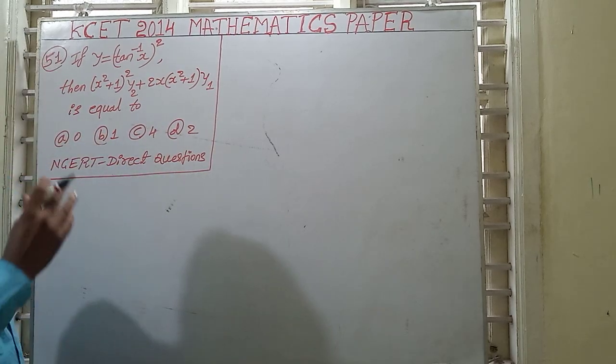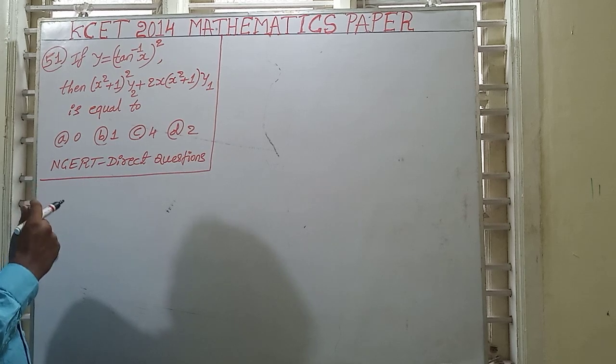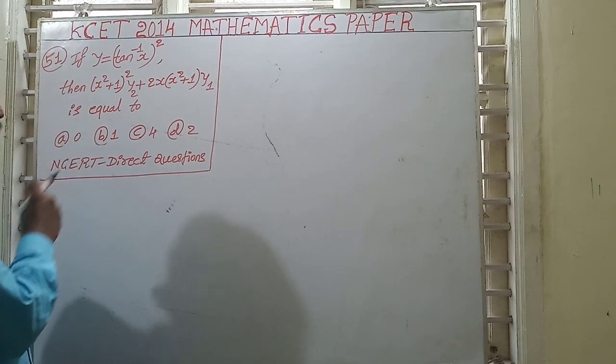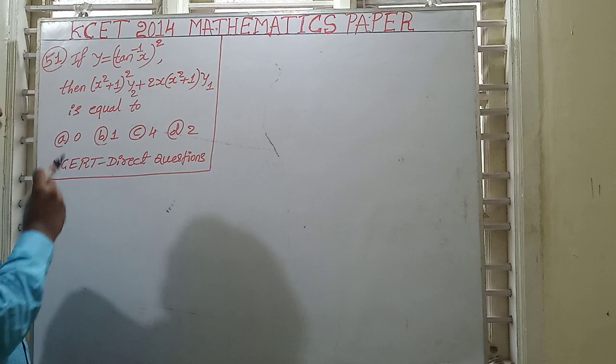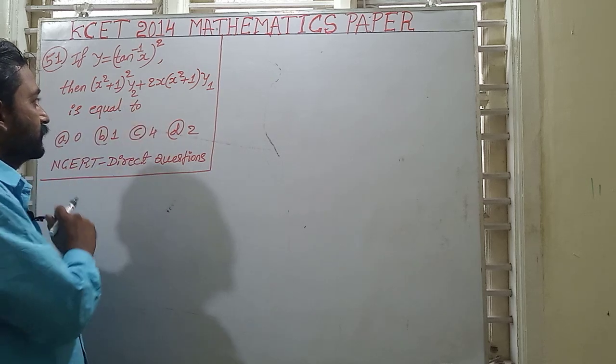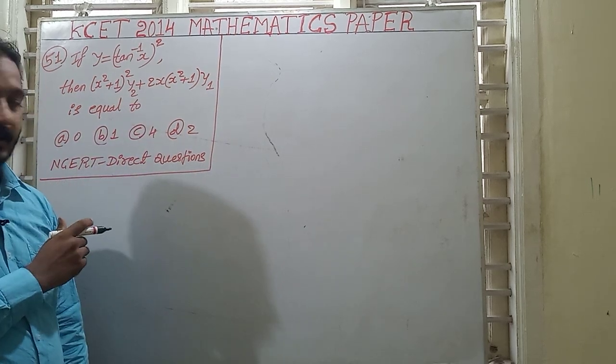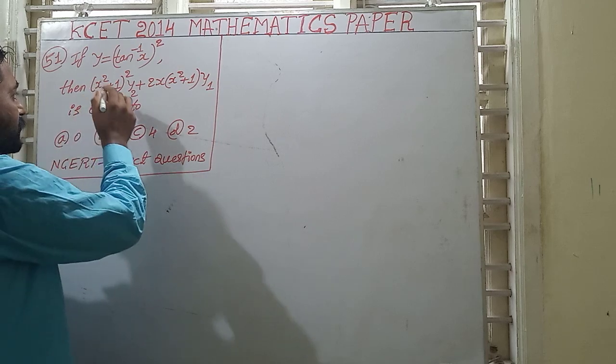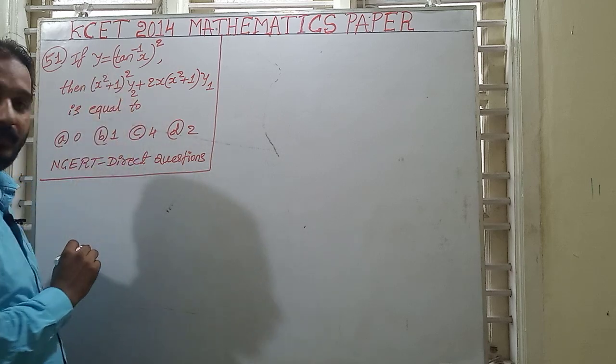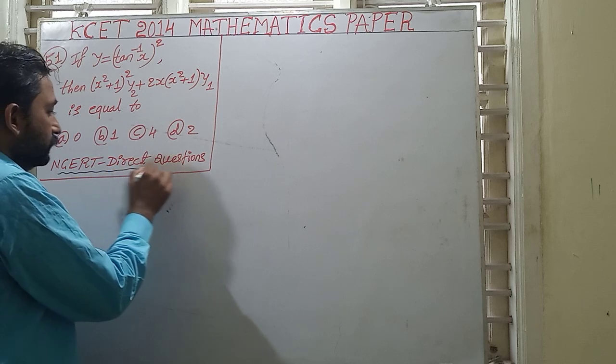This is a 5 marks question in part D of the PU board question paper. It is a repeated question, an NCERT direct question.